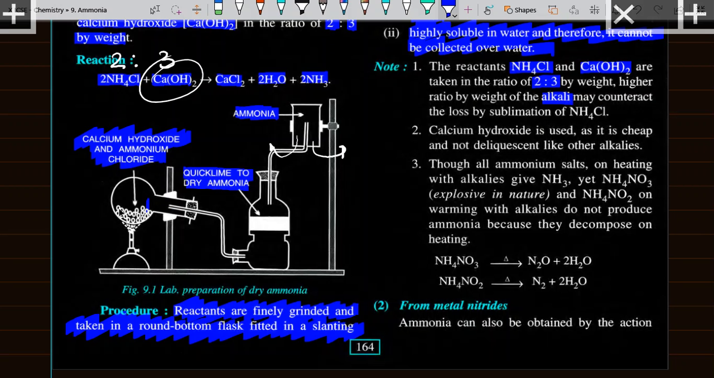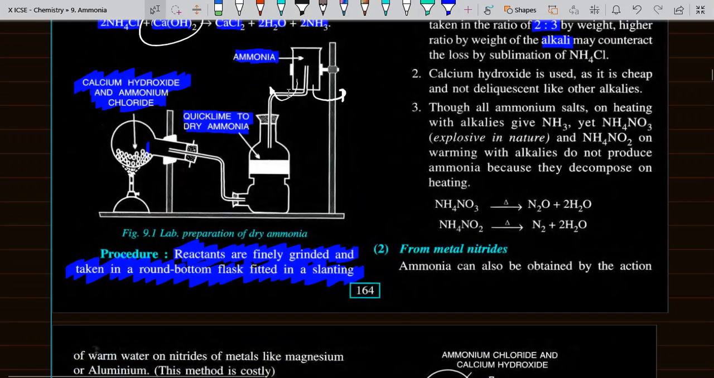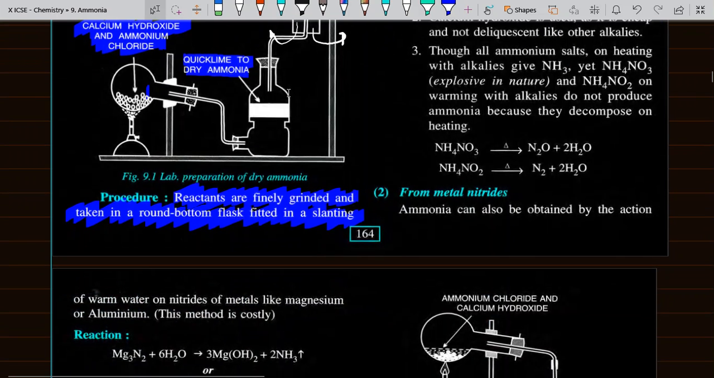That means if you have a lower ratio of calcium hydroxide, then it might result in the formation of ammonium chloride. So we don't want that. We want that mostly whatever ammonia is formed, it is in higher quantity. Then calcium hydroxide is used as an alkali here because it is cheap and not deliquescent like other alkalis. You know what is deliquescent, right? It does not absorb moisture.